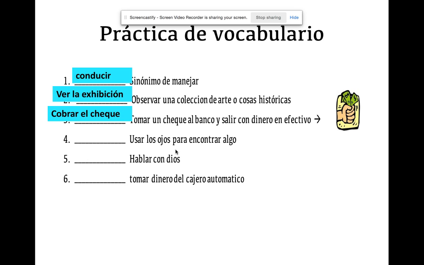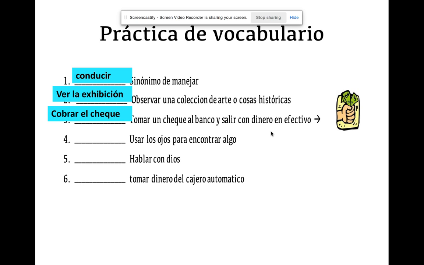So tomar un cheque, to take a check. Al banco, to the bank. Y salir con dinero en efectivo. Now you might want to write this down. If you're ever traveling or somewhere where people are authentically speaking in Spanish, you might hear the word en efectivo, which is a very good word to know because it means cash. And who doesn't like cash, right? Although some places don't like cash, and some places only like cash. But these are all asides.